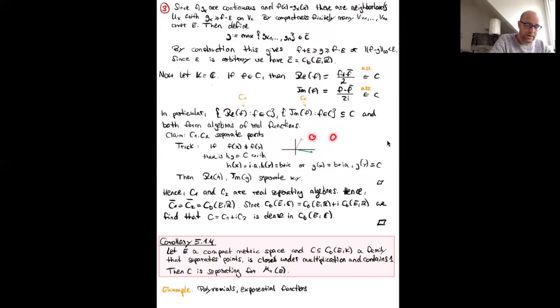Same idea for the imaginary part. If you have 2 points which are here, these are the values of f. So you multiply f by some appropriate constant. You rotate these points, and after rotation, they are not on the same level. So now the imaginary parts are different. So the same statement holds: C1 and C2 also separate points. If both of them separate points and they are algebras, then their closure is the continuous real functions.